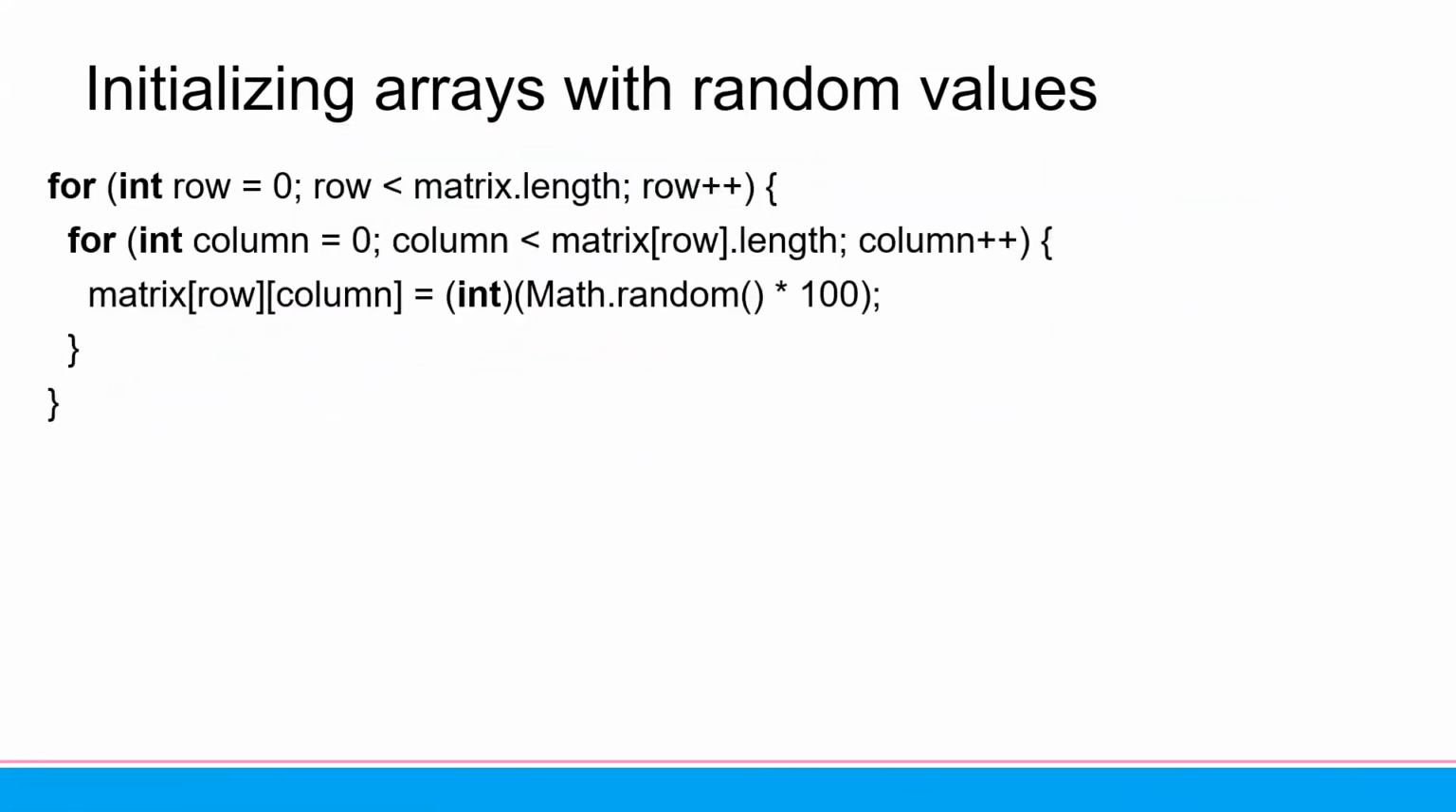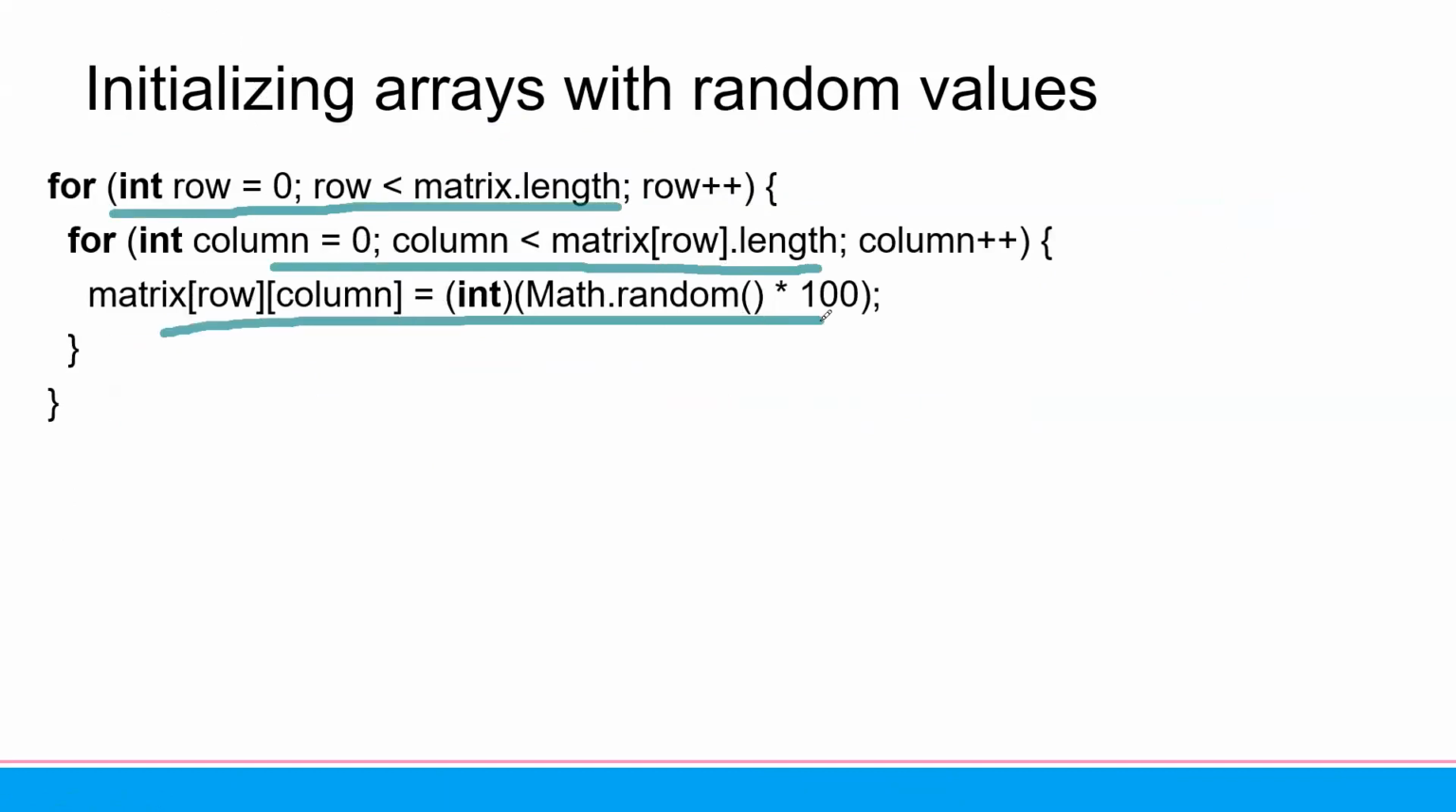If you already know how to make the array, then you can just put random values for the initialization. The random values mean, I have the row matrix length, and then the column will go from 0 until the row dot length, and then I will do Math.random multiplied by any number. In this case, I just multiply by 100 and I cast it as an integer.